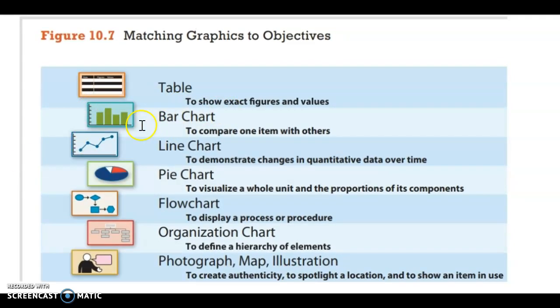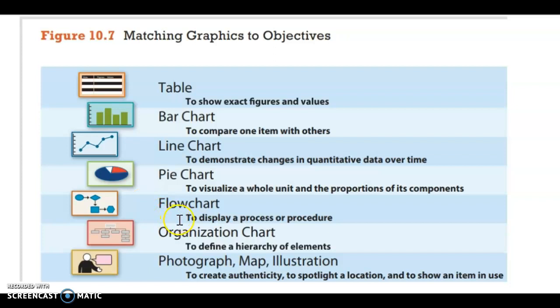So here's the table. If you just want to show exact figures and values, you could put it in a table. If you want to compare items to each other, a bar chart is good. If you want to look at numbers and how they've changed over time, like sales, a line chart would be good. Then if you have a whole set of information and you want to show the proportion of each, like a budget, how much goes to each department, a pie chart would be good.